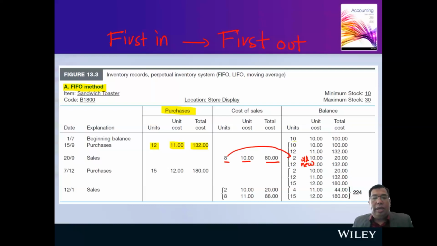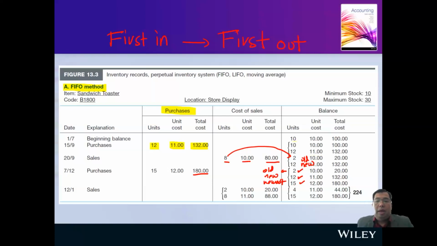Later on, I purchased another 15 units of toaster. It cost me $12. So 15 times 12 is 180. Now I have 3 categories of toasters: the $10, $11, and $12. So I need to keep the record. For the $10, I still have 2. For the $11, I have 12. For the $12, I have 15. This is the old one. This is the newest one.